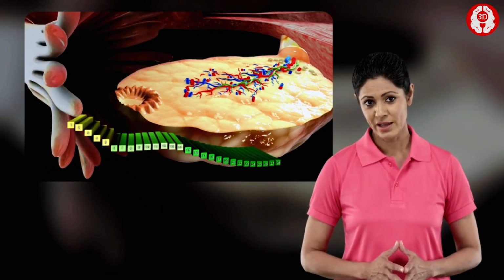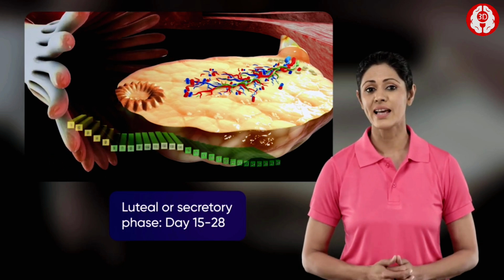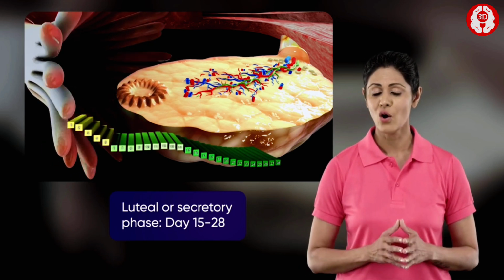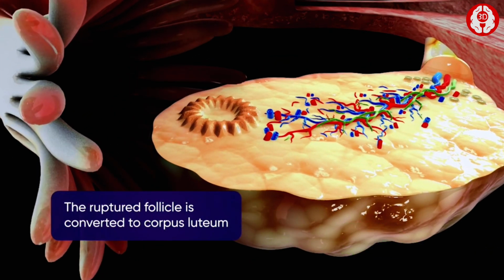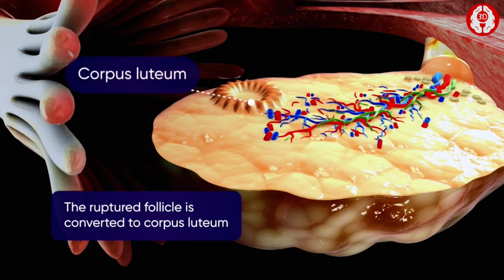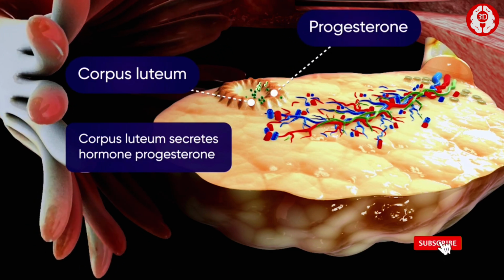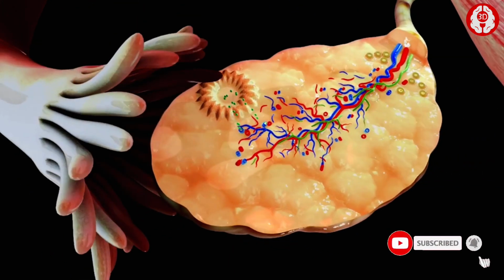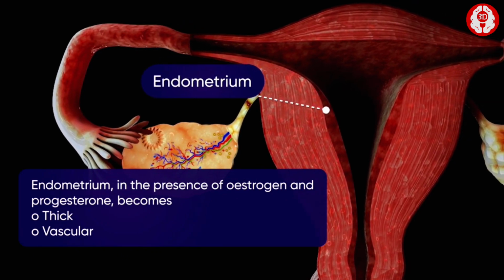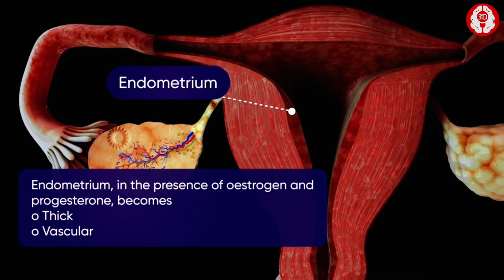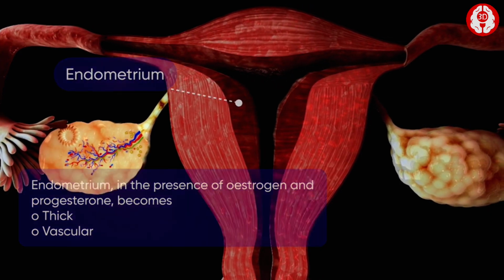After ovulation, from day 15 to day 28, the menstrual cycle enters the luteal or secretory phase. The ruptured follicle in the ovary is converted to the corpus luteum, which begins to secrete the hormone progesterone. Meanwhile, in the uterus, the endometrium, in the presence of estrogen and progesterone, continues to thicken and become vascular.